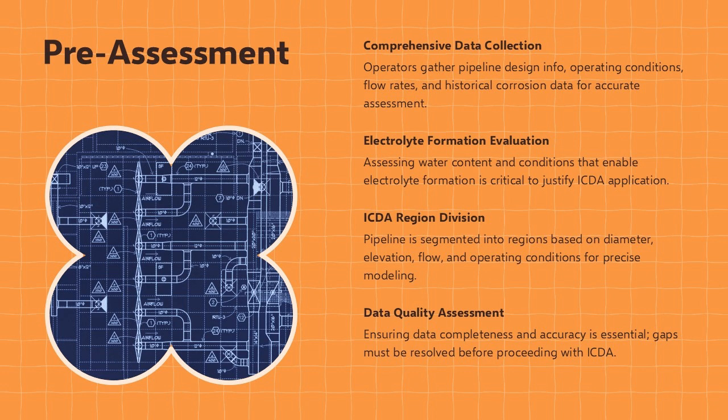The pipeline is then divided into ICDA regions based on changes in diameter, elevation, flow characteristics, or operating conditions. These regions form the basis for subsequent modeling. Data quality and completeness are also assessed, as inaccurate or missing data can undermine the entire ICDA process. If significant data gaps exist, they must be addressed before proceeding. Successful pre-assessment ensures that ICDA is technically valid, defensible, and likely to produce meaningful results.